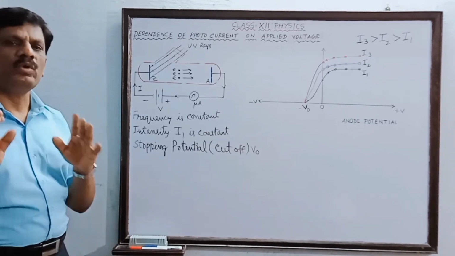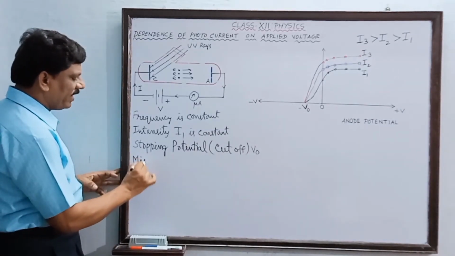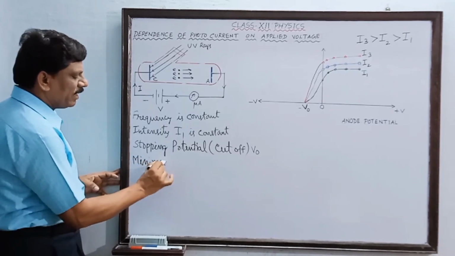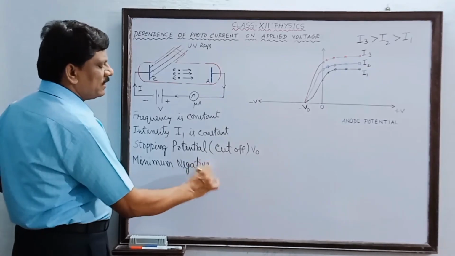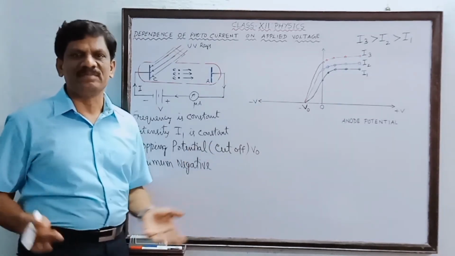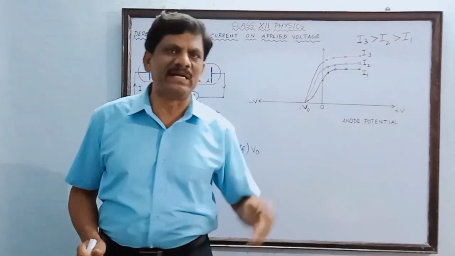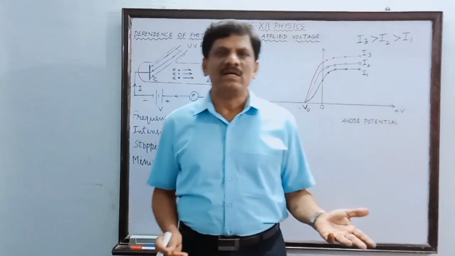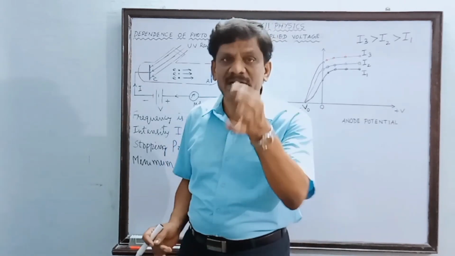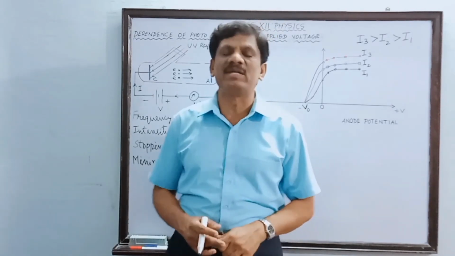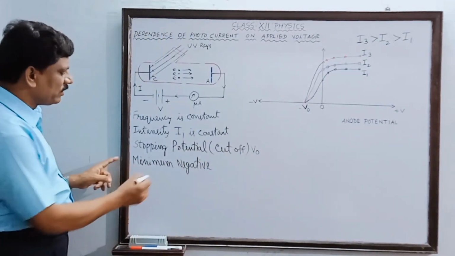Okay, how do you define this stopping potential? This is defined as the minimum negative potential. Simply "negative potential" we cannot mention, because beyond minus 12, minus 14 also is negative, minus 24 also is negative. But the minimum negative potential, or minimum retarding potential, required to stop the electrons only is called the stopping potential. So we have to take care.